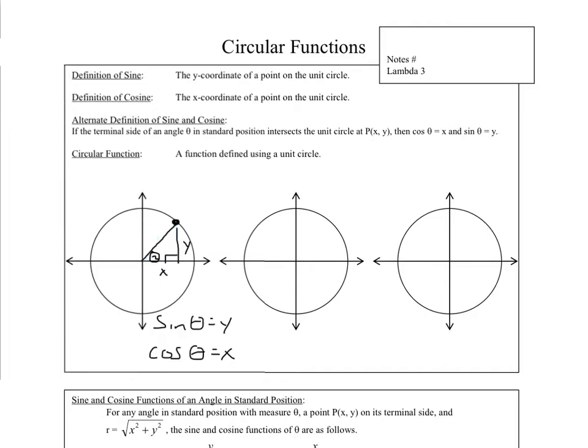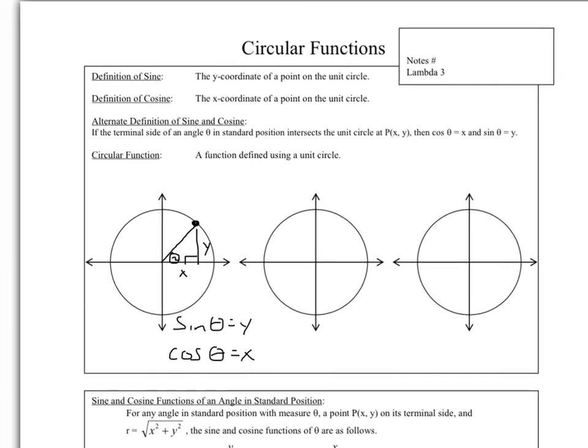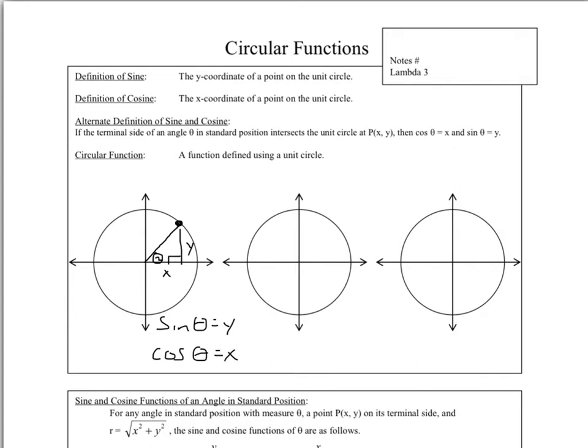If we look at the alternate definition of sine and cosine, if the terminal side of an angle theta in standard position intersects the unit circle at P(x, y), then cosine of theta is x and sine of theta is y, which is what we just said here. It's also what it says up here. Circular function, a function defined using a unit circle. Well, we just defined sine and cosine using the unit circle. Therefore, sine and cosine are circular functions. Scroll down here a bit.